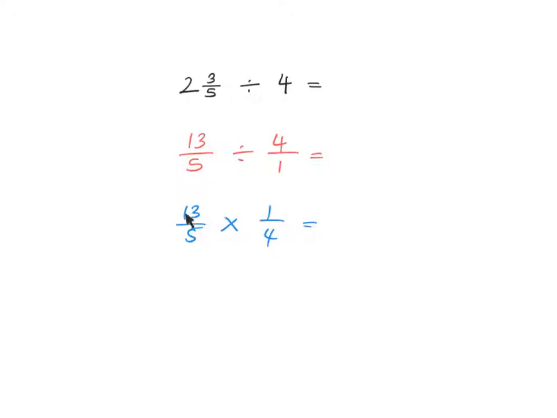And now when you're multiplying, it's just the numerator times the numerator, denominator times the denominator. My answer is 13 times 1 is 13, 5 times 4 is 20. Is this in its simplest form? Yes, because there is no common factor. I cannot divide by a common factor. So this is my final answer. So my final answer is 13/20, and we're done.